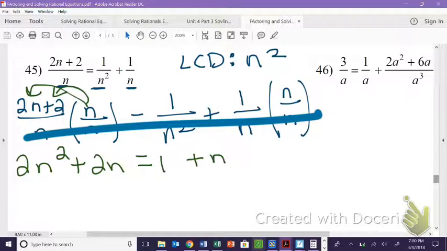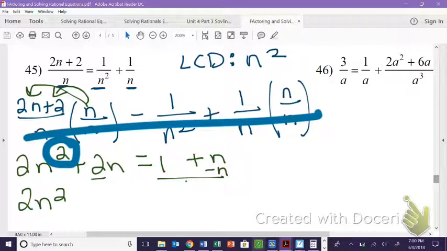Now, because we have this n squared, this becomes a quadratic, so you must set everything equal to 0. Again, you must set everything equal to 0 to work with it. So I'm going to take this entire thing and move it to the left side. This becomes 2n squared. I'm going to subtract n. So plus 1n minus 1 equals 0, because I'm subtracting this as well.